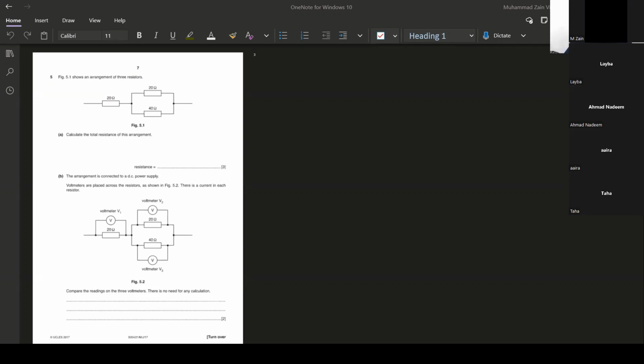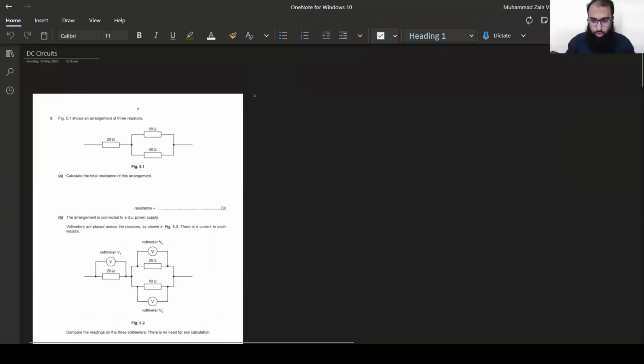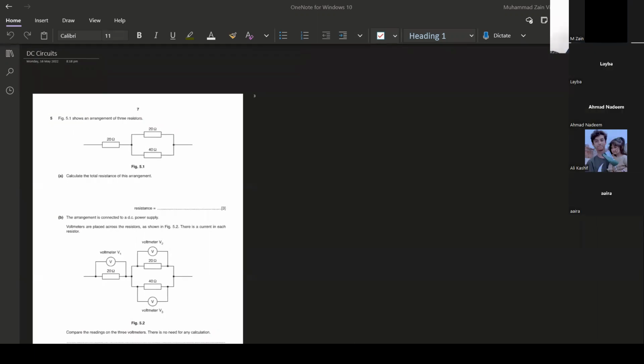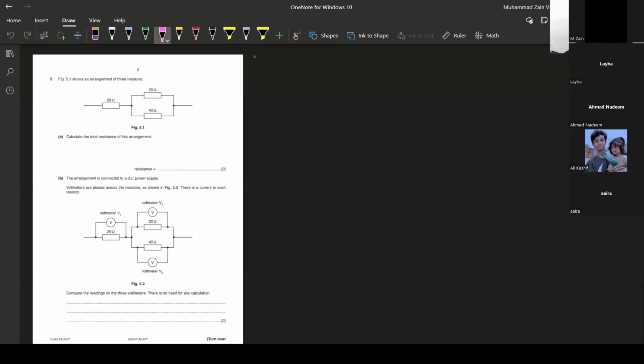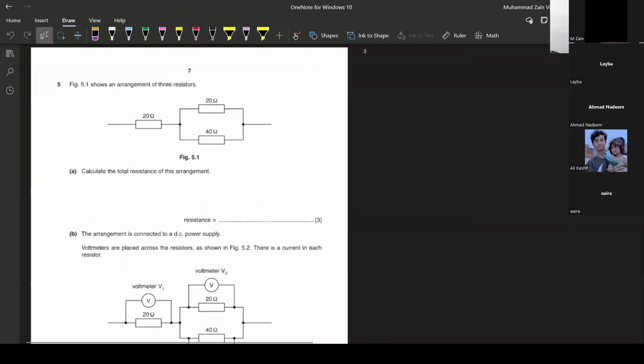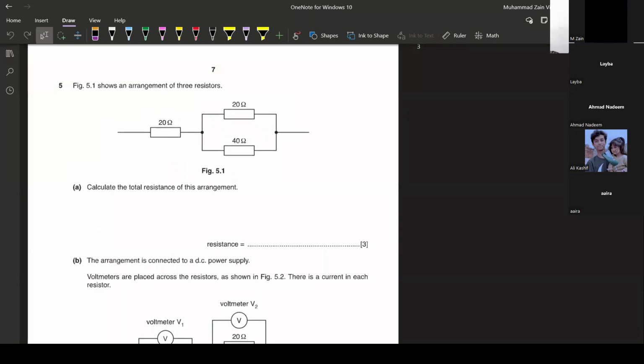Okay. So let's start. The topic of today would be DC circuits, and we'll be doing some basic questions such that they would outline most of the theory or whatever concepts are required to solve most of the questions related to the topic. So the first question is in front of us. Figure 5.1 shows an arrangement of three resistors, a 20 ohm resistor, another 20 ohm resistor with a 40 ohm resistor in parallel. So calculate the total resistance of this arrangement.